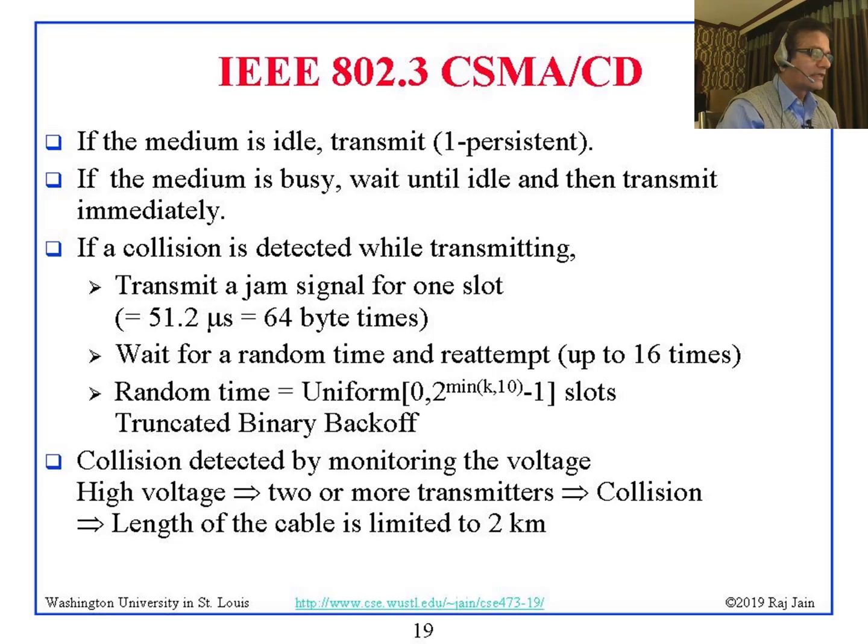And then the collision is detected. Whenever there is a collision, you detect it because you are not getting what you sent. The voltage is higher than what you sent. And then you send a jam signal. And the jam signal has to be, I'm sorry, go ahead.